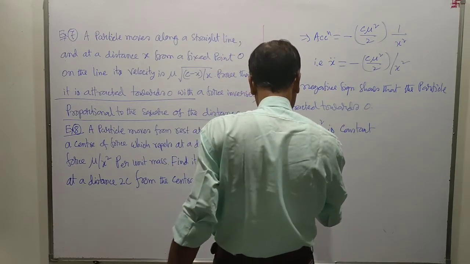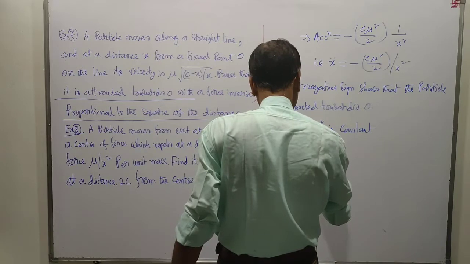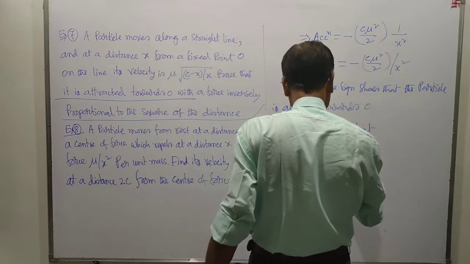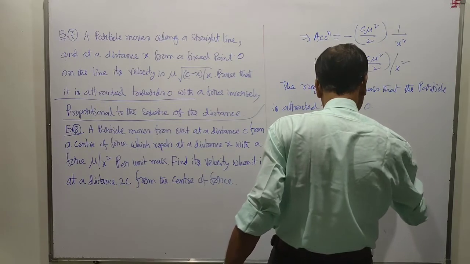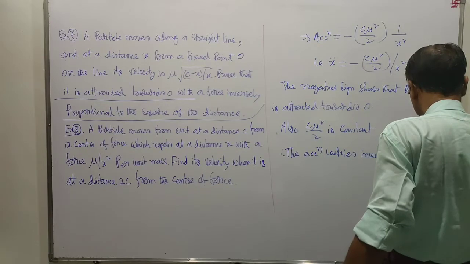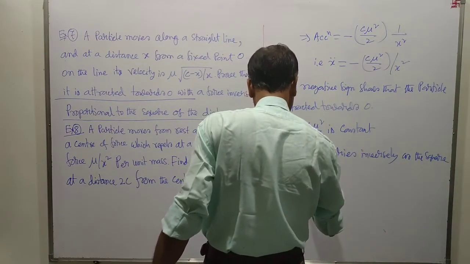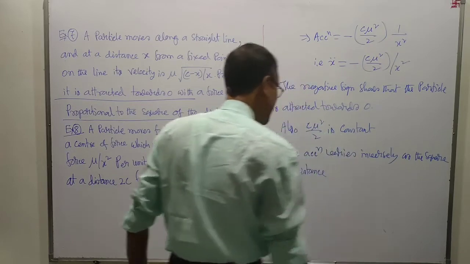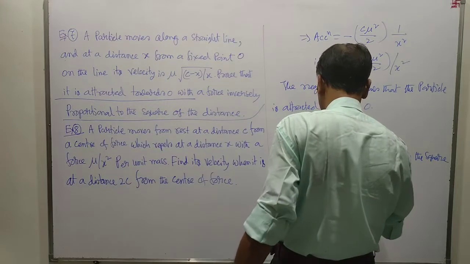Therefore, the acceleration varies inversely as the square of the distance from the fixed point O.